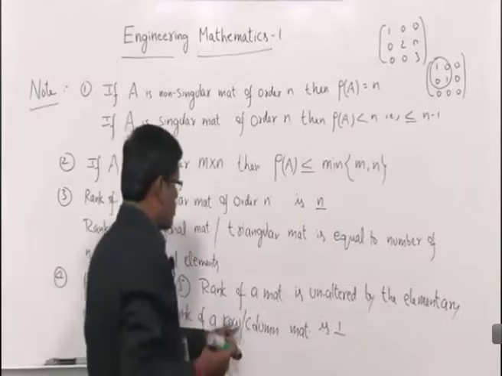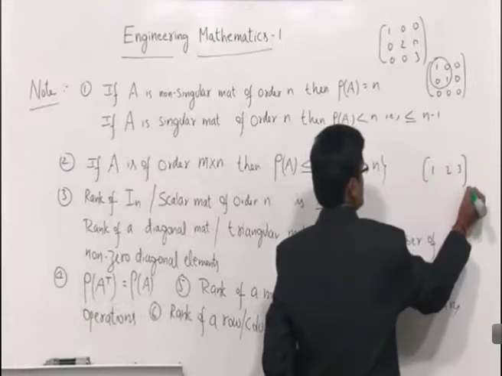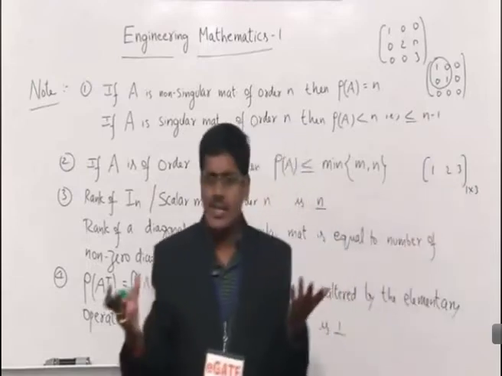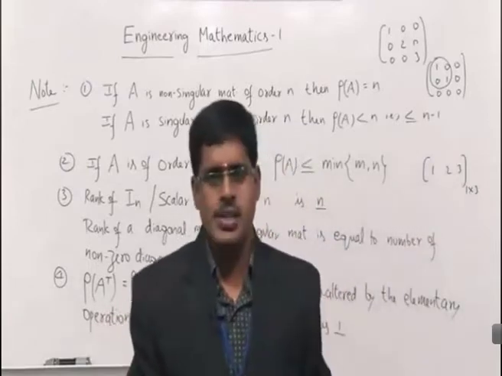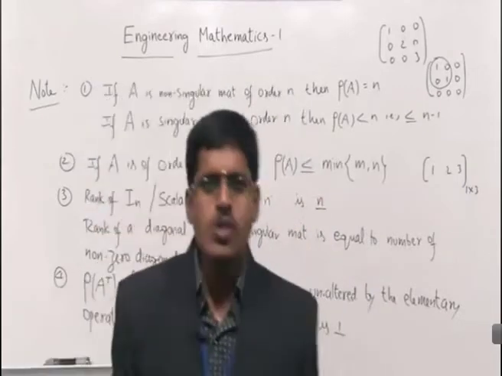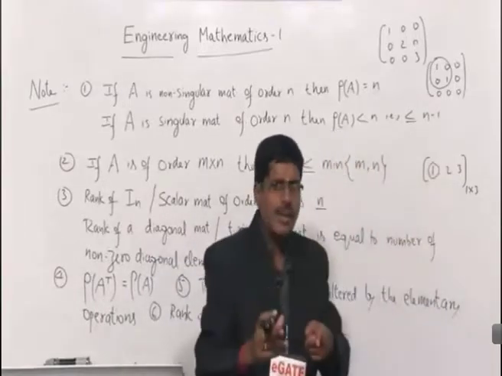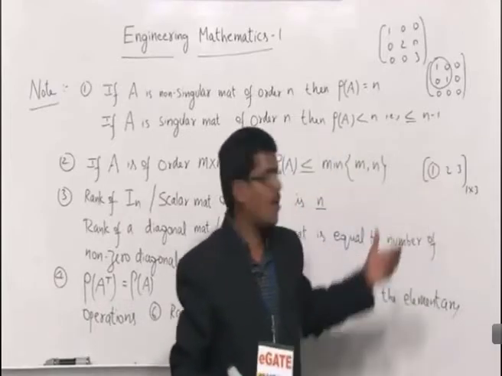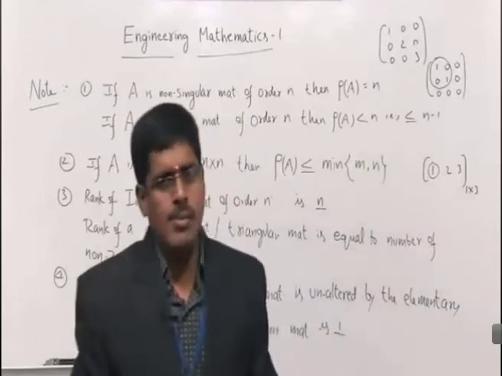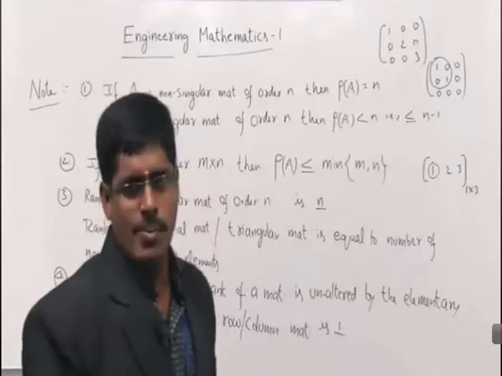The rank of a row or column matrix is 1. What is a row matrix? For example, 1 2 3. This is 1 row and 3 columns. In a 1 cross 3 matrix there cannot exist a 3 by 3 or 2 by 2 submatrix. What is the highest square submatrix? 1 by 1, which is a single element whose determinant is not equal to 0. That's why the rank of this row or column matrix is 1. Because the transpose of a row is a column, the rank of a column matrix is also 1, since A and A transpose have the same ranks.